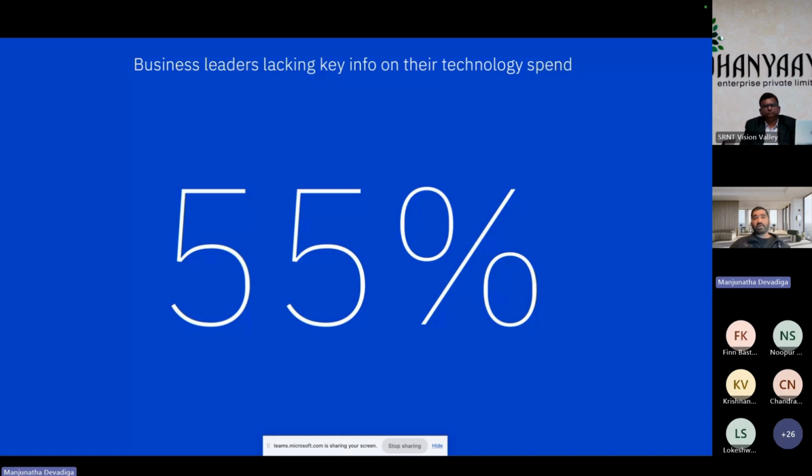And 55% of leaders lack information about the spend on IT, right? There are a lot of direct costs, there are a lot of indirect costs also. Unless you know which services are consuming what, it becomes very difficult to get any analysis about whether you are doing it right. Am I spending on the right resources, on the right business, on the right unit economics? So that becomes a very difficult understanding, right?